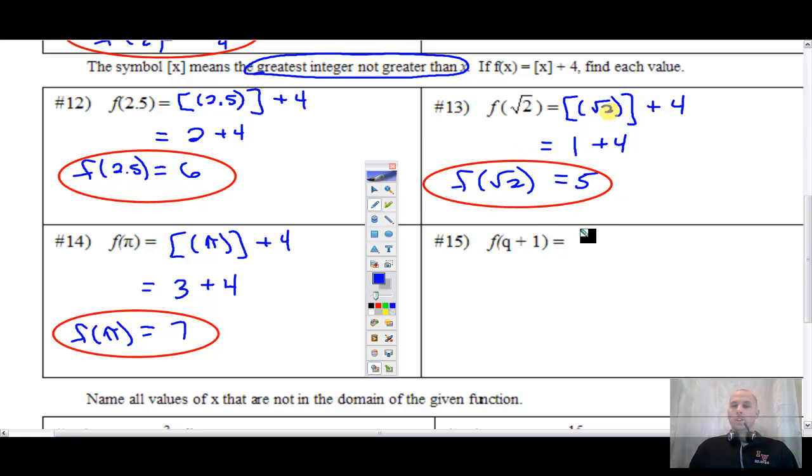So we're going to substitute in parentheses q plus 1. Doing a little bit of thinking here, we don't know what q is. Could be an integer, could be a decimal. We don't know. No matter what that number is, if you round it down, then add 1 to it, you're going to get the same answer as if you added 1 to it first and then rounded it down.